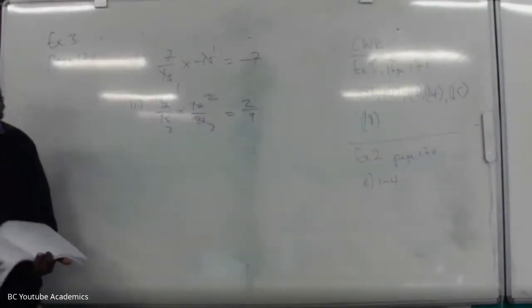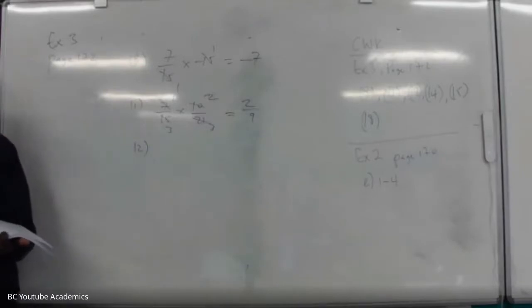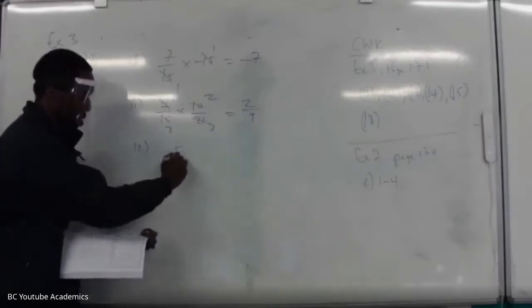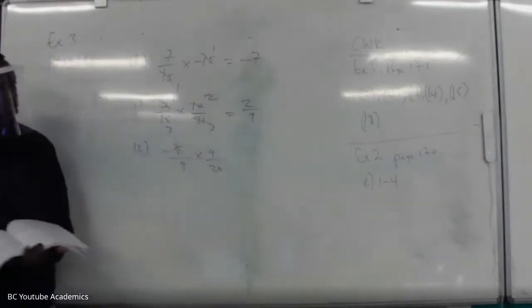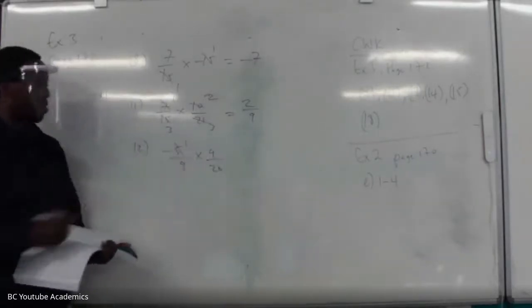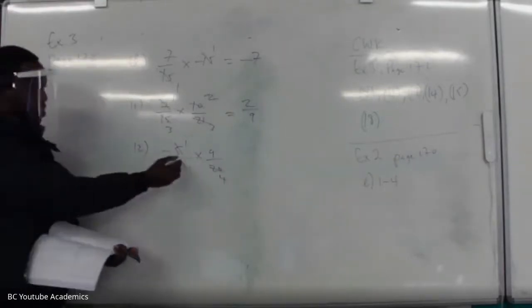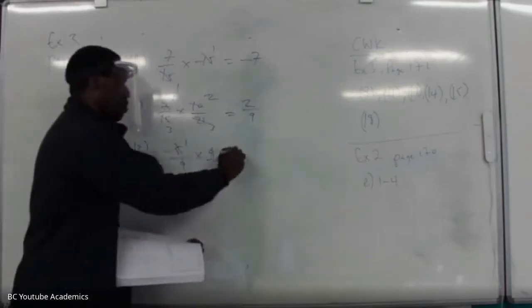Right, next one is 12. Someone else for 12? Yes. So you do this one? I crossed out 5 and 3. And then the 20 becomes 4, so 5 into 20. And then I crossed out those 9s, so it goes down to 9. And then I got negative 1 and 4. Correct, negative 1 over 4.